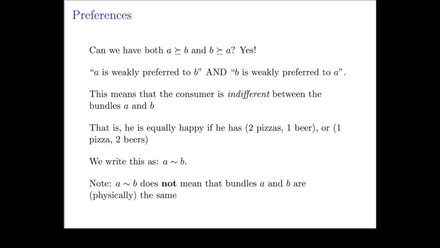So here we have these two different bundles, 2-1 and 1-2. They're composed of different goods, yet the consumer could be indifferent between them.